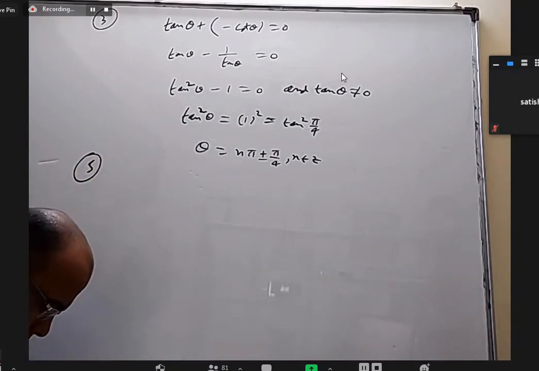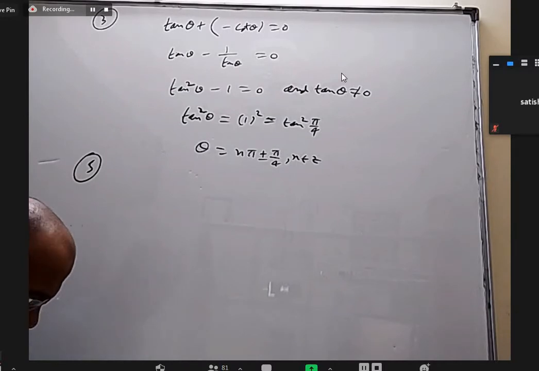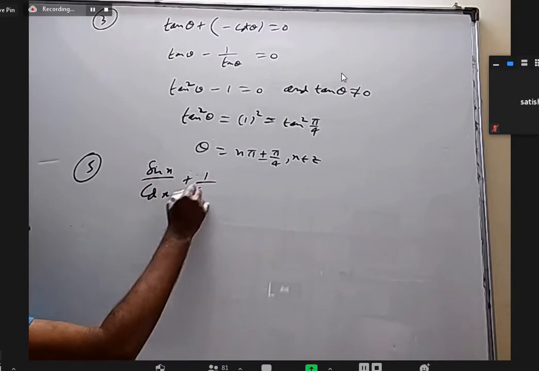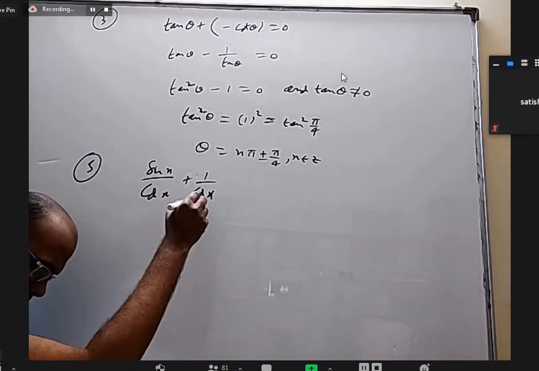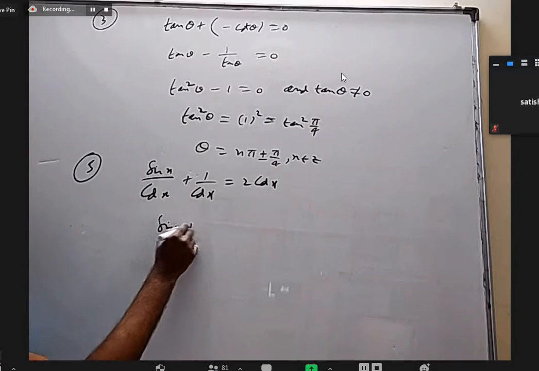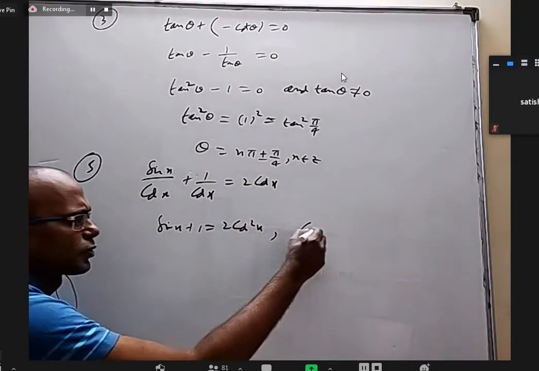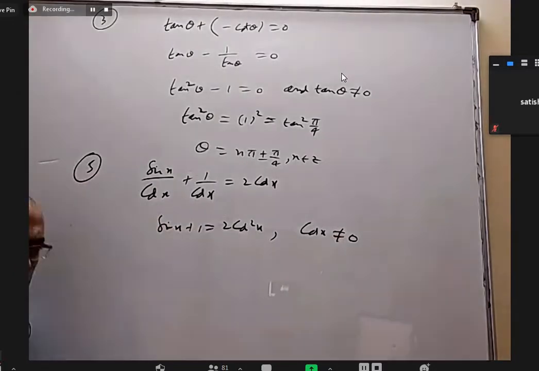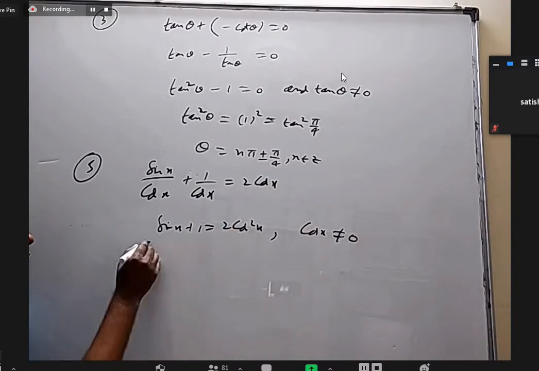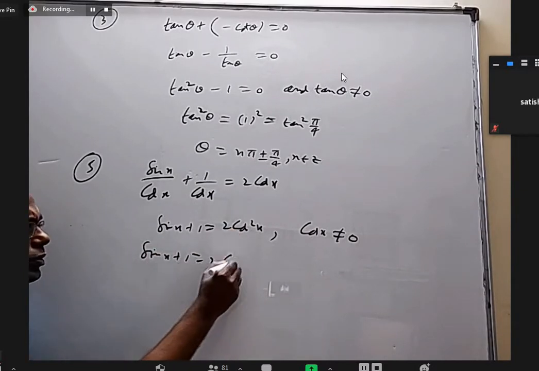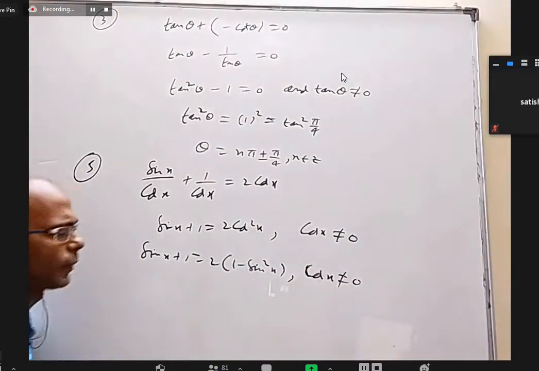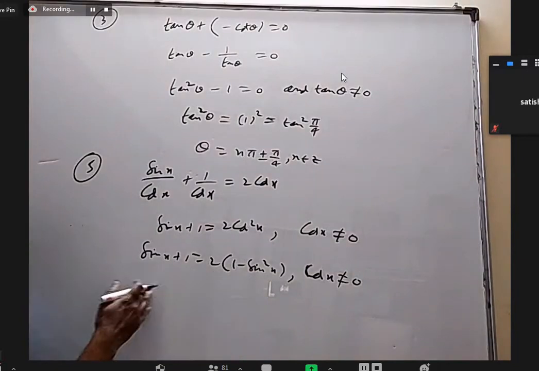Okay, fifth one, the number of solutions of this equation in the closed interval 0 to 2 pi. Tan x, I'll write sin x by cos x. Secant x is 1 by cos x and 2 cos x. I can multiply cos x, I'll get sin x plus 1 equal to 2 cos square x, but I should also write cos x should not be 0 because denominator it is there. I cannot convert this sin into cos, but convert this cos into sin. Sin x plus 1 into cos square x is 1 minus sin square x, and the cos x should not be 0.